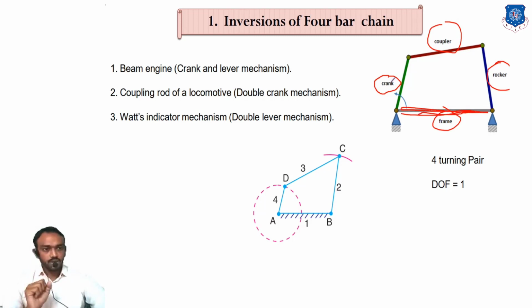Crank: the element which is rotating, we give that link the name crank. And this element BC will oscillate with respect to rotation of link number 4. The one which oscillates we call the rocker, and the connecting link between crank and rocker we call the coupler. In these three inversions we will find these elements, but the fixed element will be different. So let's start the inversions.